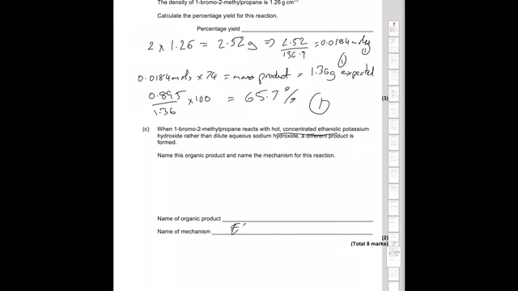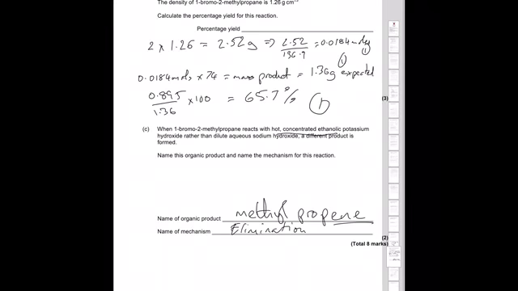Okay, so what we've got, hot concentrated ethanolic potassium hydroxide. So we've got an elimination reaction going on here. So we're going to make, so the name of the product, methylpropene.